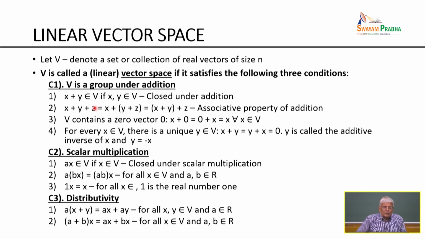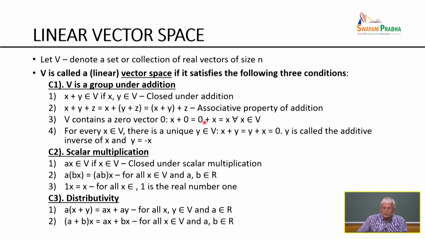So if I have three vectors and want to add them, I can add (x plus y) plus z or x plus (y plus z). There are two ways of doing it, right? Whichever way you do, the result is the same. That property is called the associative property. Associative property is very fundamental. I will give an example very soon.